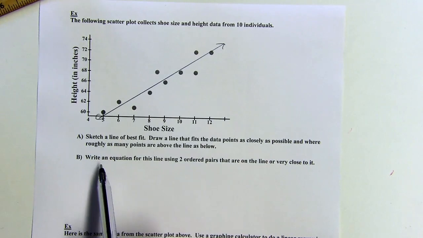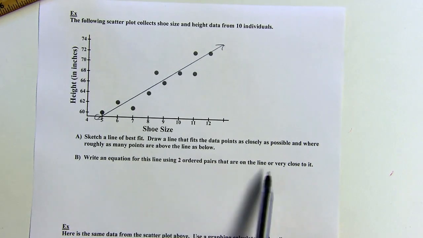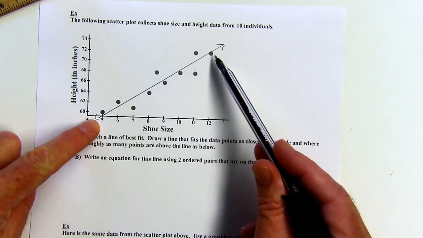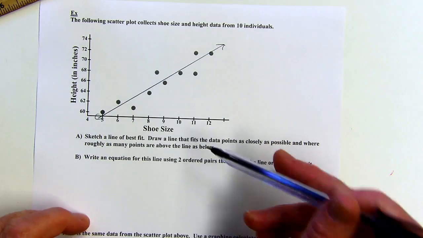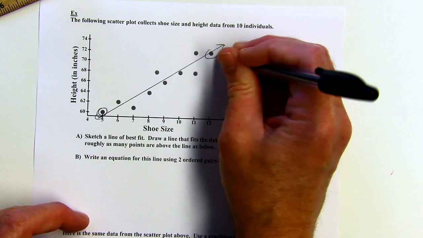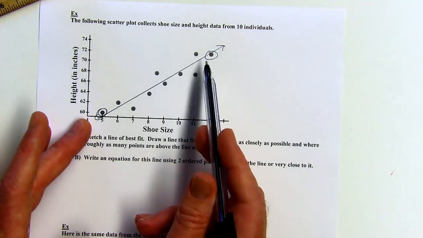All right, part B: write an equation for this line using two ordered pairs that are on the line or very close to it. I don't really have any ordered pairs right on this line, but it's pretty close to this one and this one. So I think I'll just use those two, because I just sketched this in anyway.